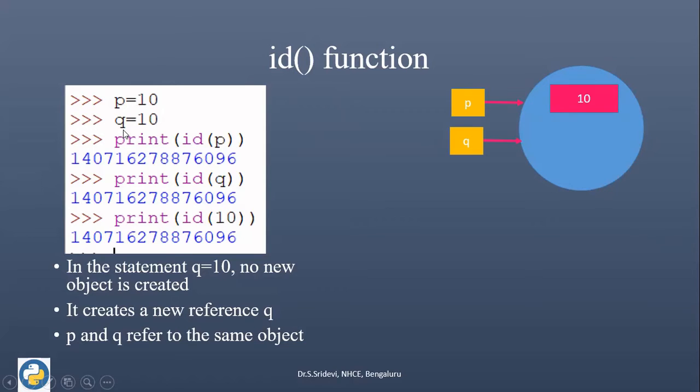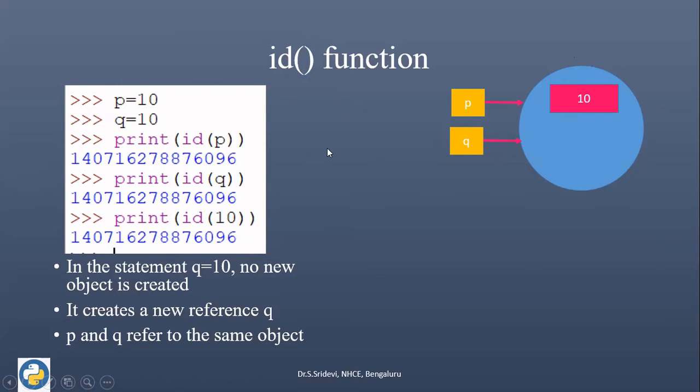Next, I'm writing the statement q is equal to 10. And when this statement is executed, here again we would have to create a new object with a value 10. But in case of Python, for this q, a new object will not be created. Since we have the object already existing, what will happen is a reference q will be created. This is a new reference, and this reference will also refer to the same object now.